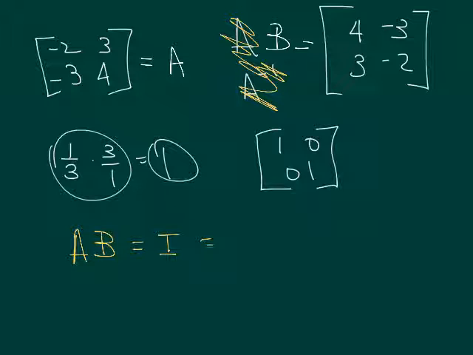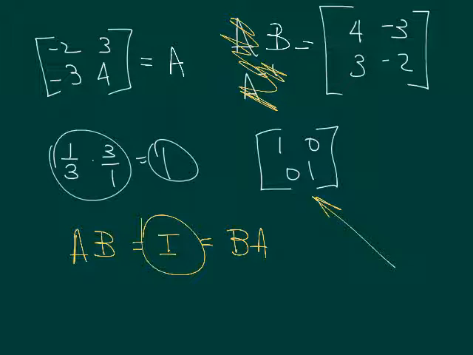But it also has to be true that the opposite holds. So if we multiply matrix A times matrix B, that should give us the same answer as matrix B times matrix A, and that same answer is the identity matrix. We should get 1, 0, 0, 1 when we do that. So let's go ahead and see if that happens.